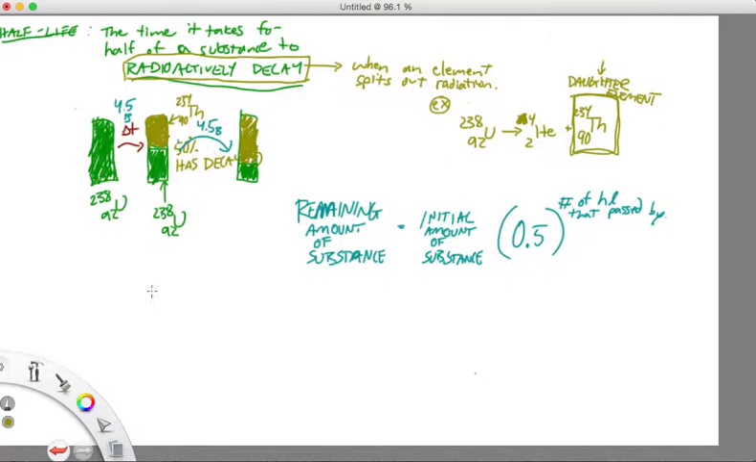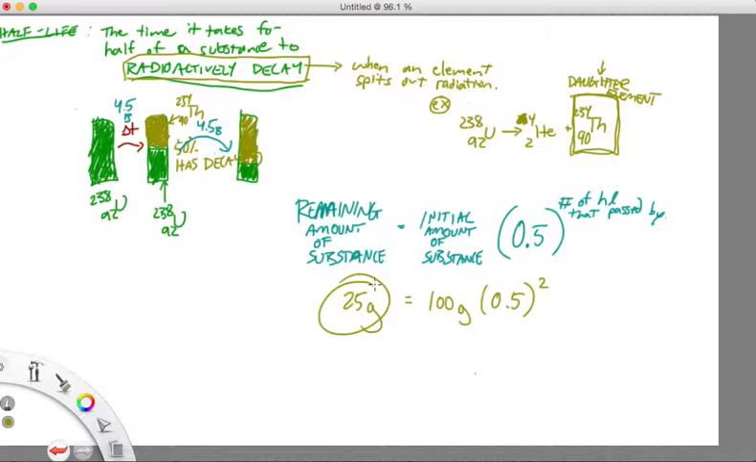So let's say that this starts off as 100 grams. After one half-life has passed, 50 grams are left. After another half-life, 25 grams are left. So if we plug this into our equation, the initial amount is 100 grams times 0.5, and let's say that two half-lives have passed, so we put a 2 there. If you put those in, you're going to see that the remaining amount of substance is 25 grams. That's what's remaining. Okay, I hope this helped.